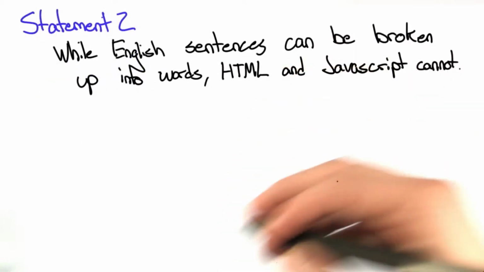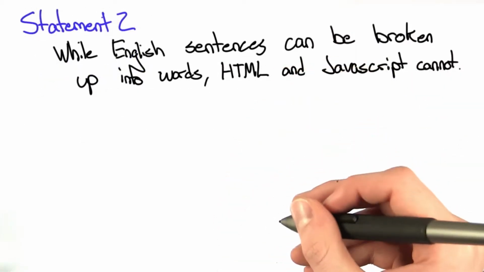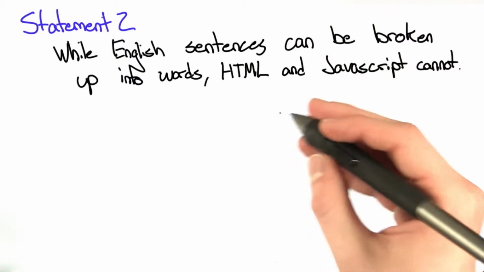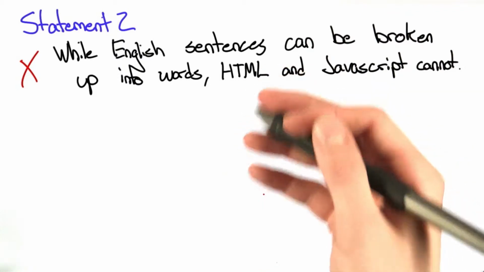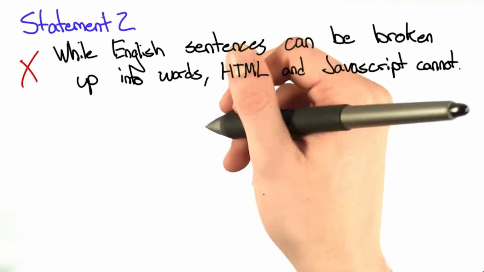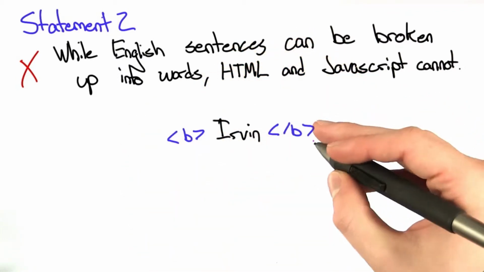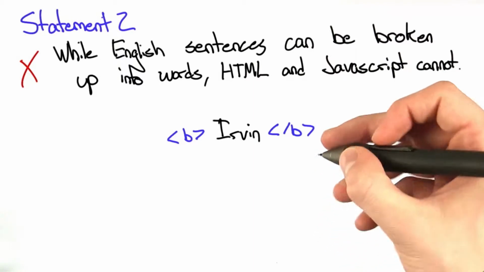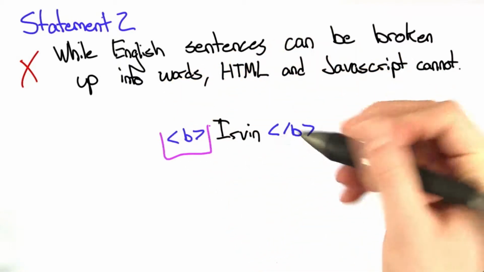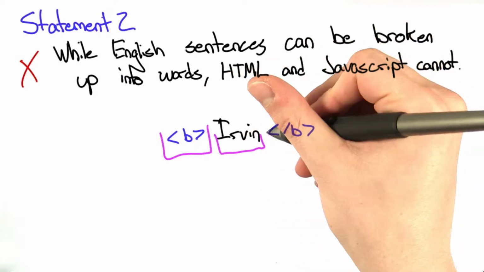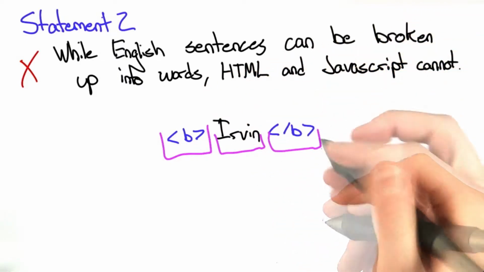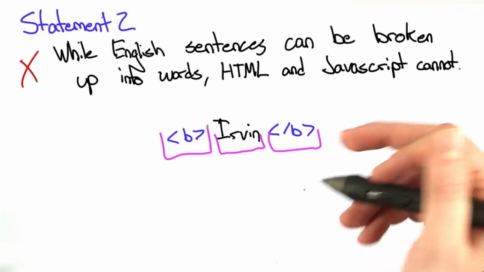Statement 2. While English sentences can be broken up into words, HTML and JavaScript cannot. This statement is false. Let's look at a piece of HTML to show you why. Here, we can break up this sample bit of HTML into smaller pieces, namely the beginning of the bold tag, the actual text that says Irvin, and the ending of the bold tag. Individually, each of these things has meaning.